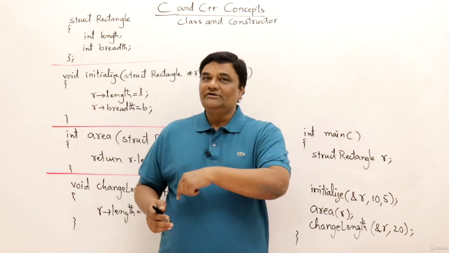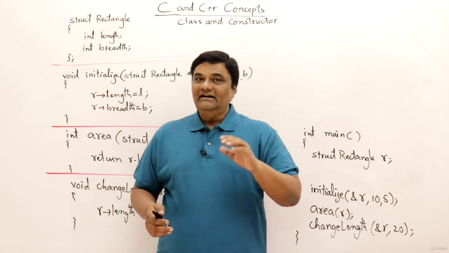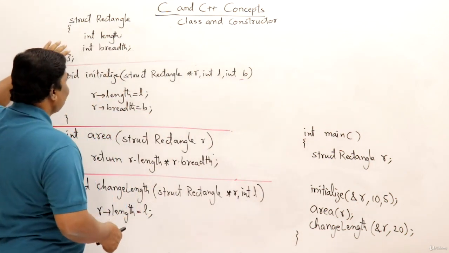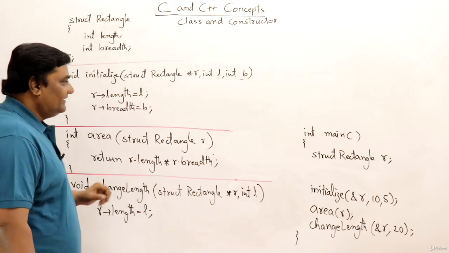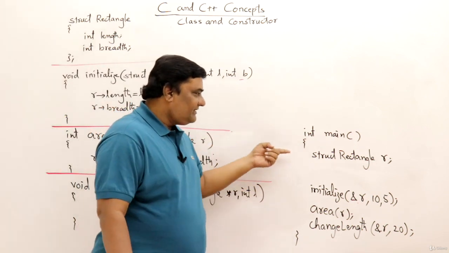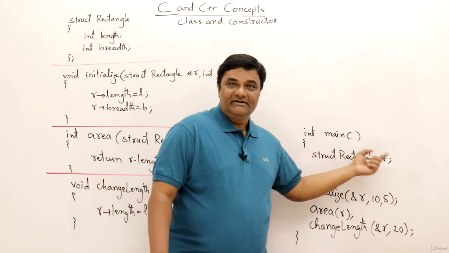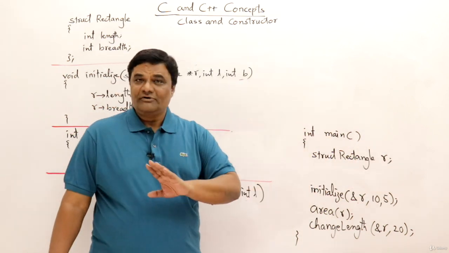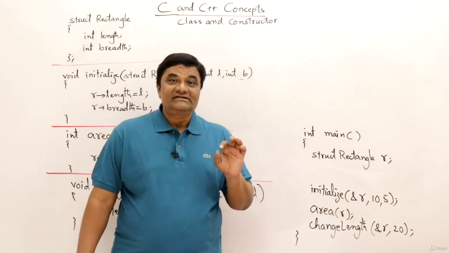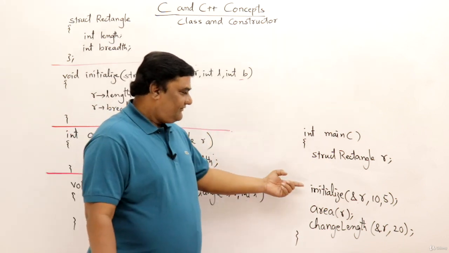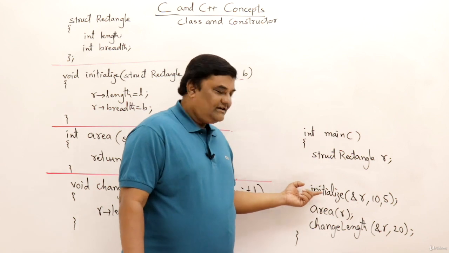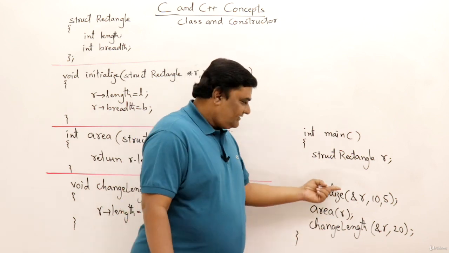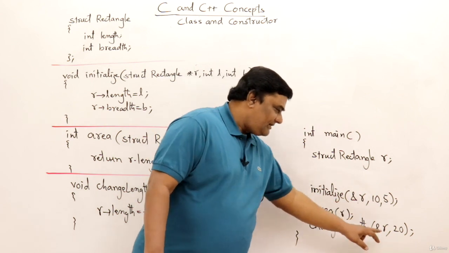Before that, I will quickly go through this example once again and then transform it. See, here I have a structure called rectangle, which has length and breadth. Inside the main function, I am declaring a variable of type rectangle. There is no processing involved and no operations, just function calls: initializing a rectangle, finding the area of a rectangle, and changing its length. In all these functions, I am passing rectangle as a parameter.